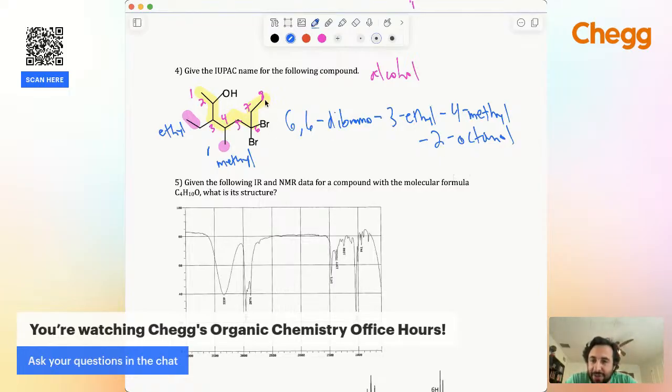So we found the parent chain. We identified all of the substituents. We had two bromos, one methyl, and one ethyl, and then we listed them alphabetically. So remember, dibromo is B for bromo. If we had chloro as well, it would still be dibromo before chloro because it's B for bromo, not D for dibromo. That's just a very common error. So dibromo, and then the ethyl, and then the methyl, and then octanol. Thank you for that.